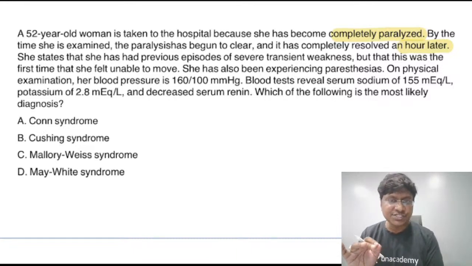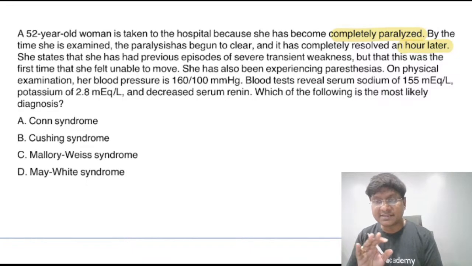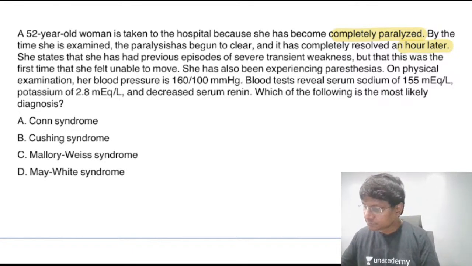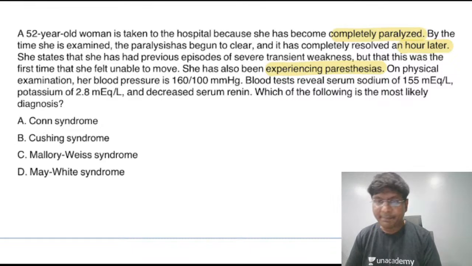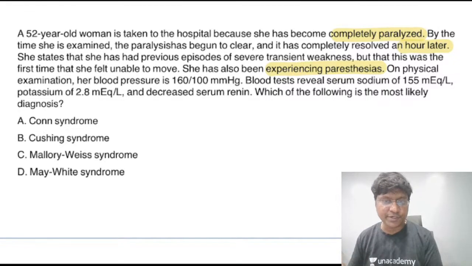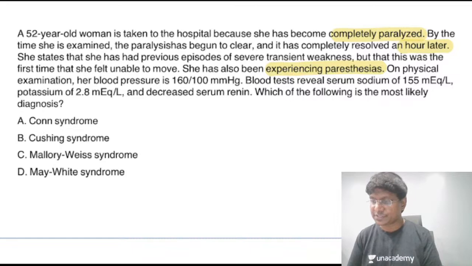She states that she has had previous episodes of severe transient weakness, but that this was the first time that she felt unable to move. This is the first time where she was unable to move completely. But previously also there was like transient weakness. She has also been experiencing paresthesias. On physical examination, blood pressure is 160 by 100, serum sodium 155, potassium 2.8, decreased serum renin. Which of the following is the most likely diagnosis in this patient?